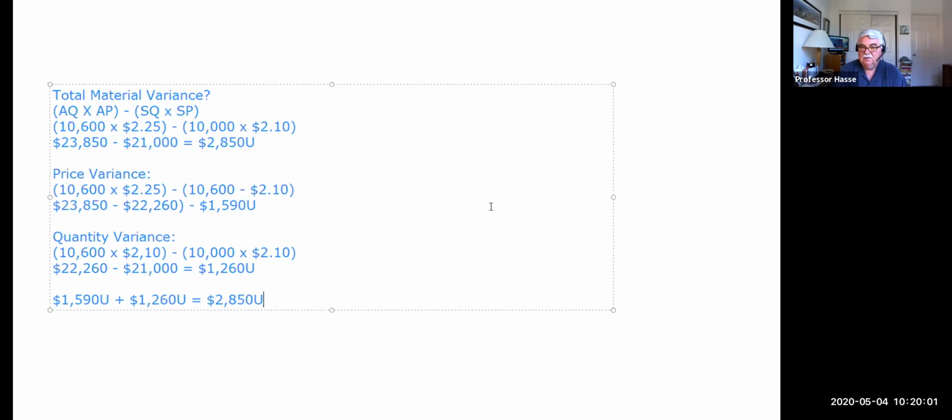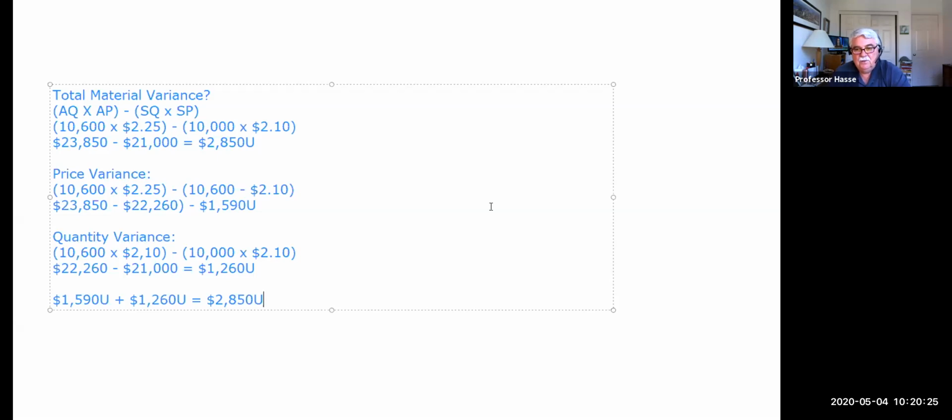That's what is called a standard material variance analysis. It tells us we were off in our price and we were off in our usage. The combination of the two tells us that we were off $2,850.